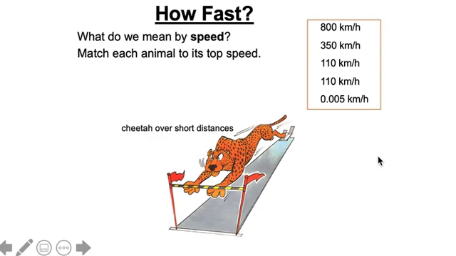Okay, so cheetah over short distances, how fast can that go? I'm going to show you the answer straight away, so have a little guess. Shout it at the screen if you want to, or just write it down, or just think it in your head. Right, and it is 110 kilometers an hour. Did you get that one right? I don't know, I can't hear you.